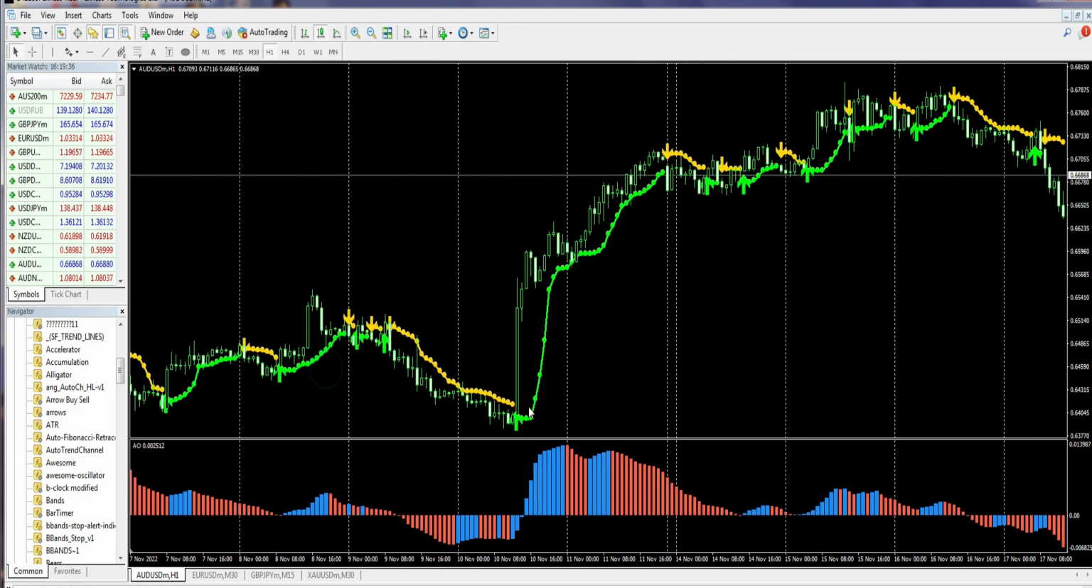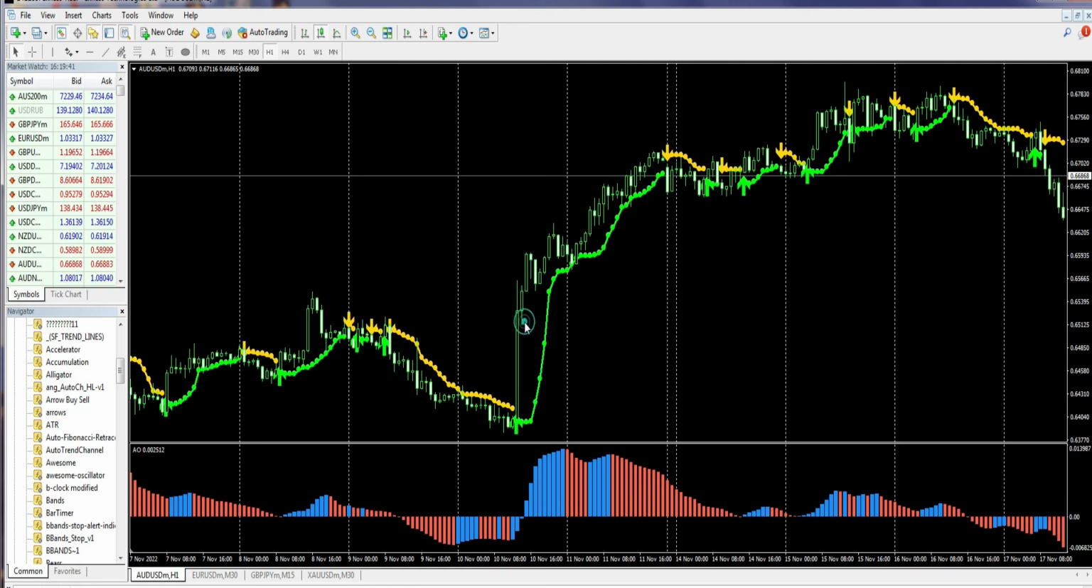3. Saucer strategy. The saucer strategy received its name because it resembles that of a saucer.